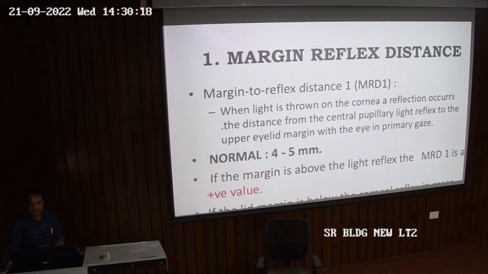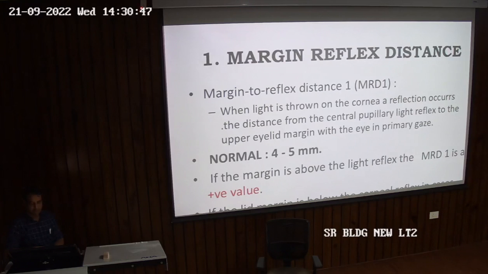What is marginal reflex distance? MRD1: when the light is thrown on the cornea, a reflection occurs, and the distance from the central pupillary light reflex to the upper eyelid margin in the primary gaze. When we throw the light by torch, the distance between the reflex on the center of the pupil and the upper eyelid is called the marginal reflex distance.